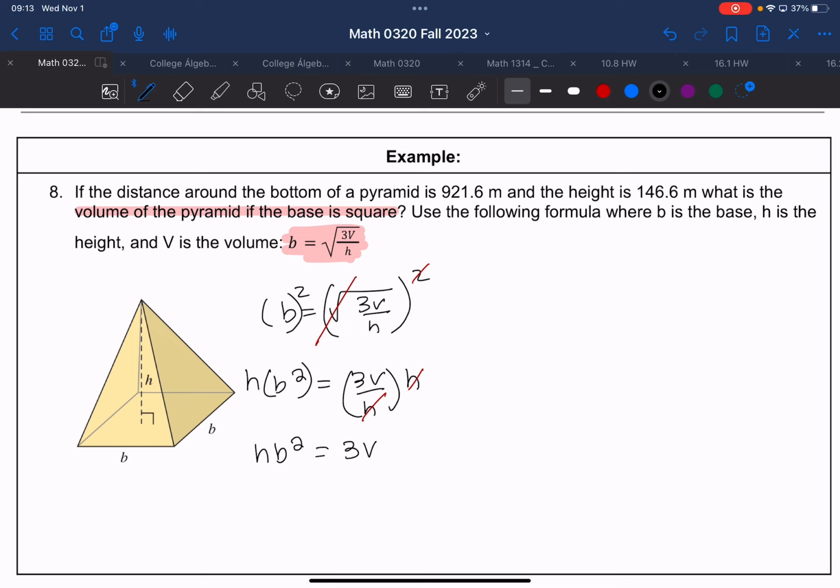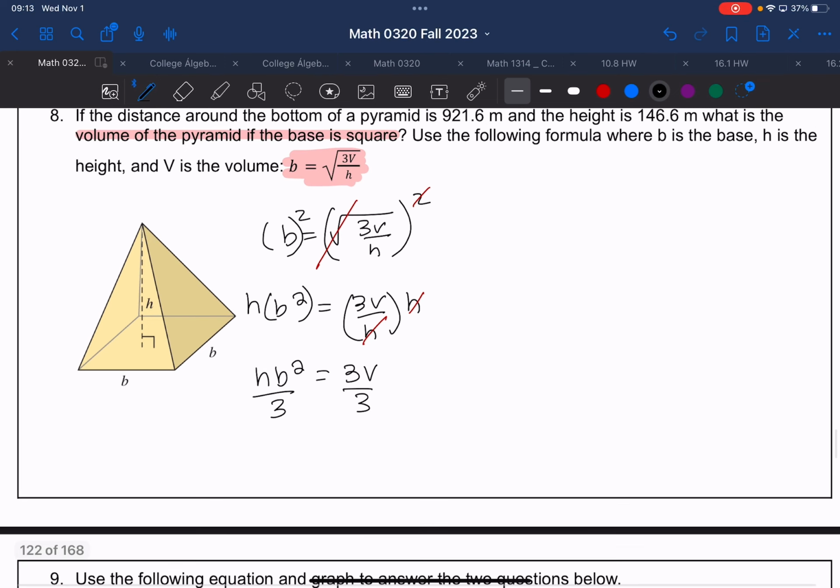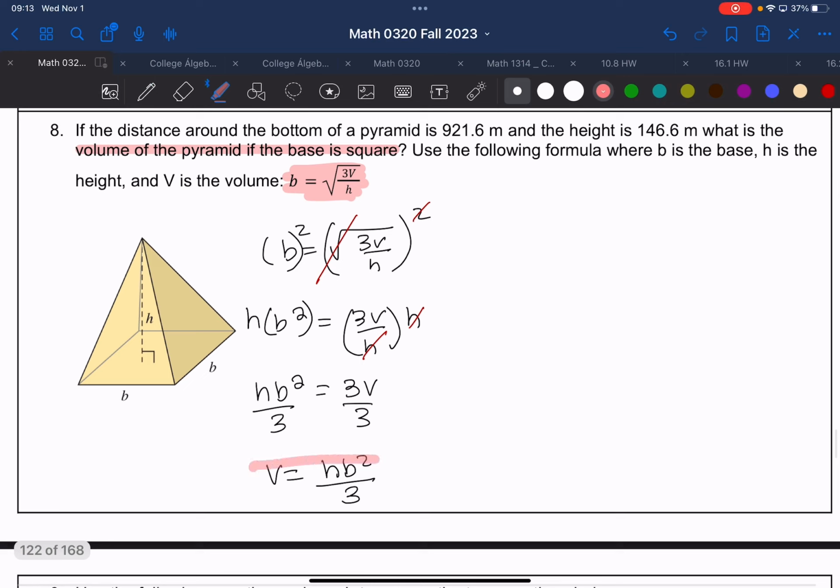What's my last step to get V by itself? Divide by 3. So I have V is equal to HB squared divided by 3. That is my new equation. Now we're just going to plug in the numbers they gave us, and we're going to get our answer.